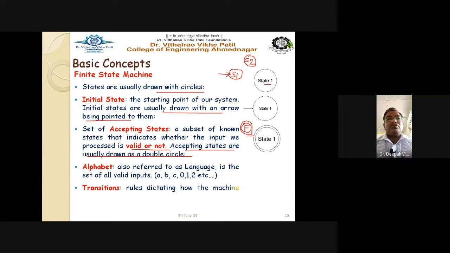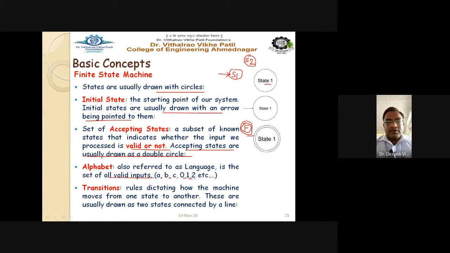Then the alphabet, also referred to as the language, is the set of all valid inputs, such as A, B, C or 0, 1, 2. You are supplying some alphabet, either ABC or 0, 1, as input to the system, and the state changes from the current state to the next state. That's why the input alphabet is an important part of your finite state machine.